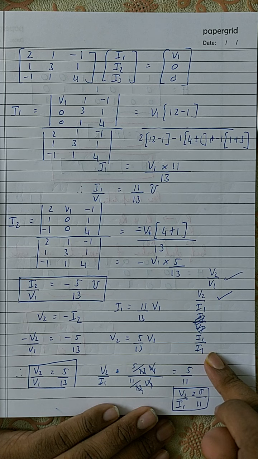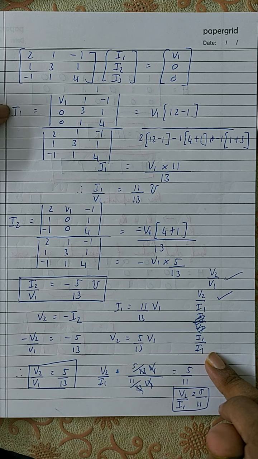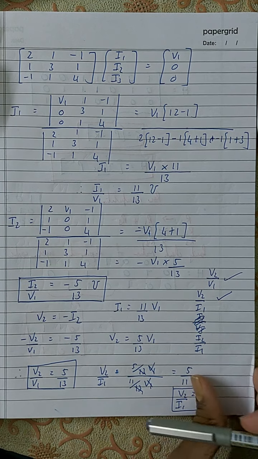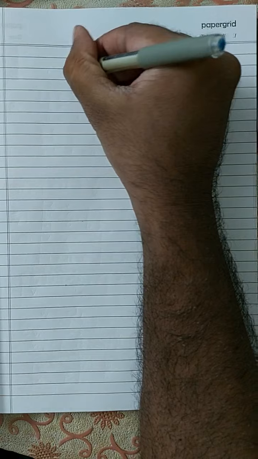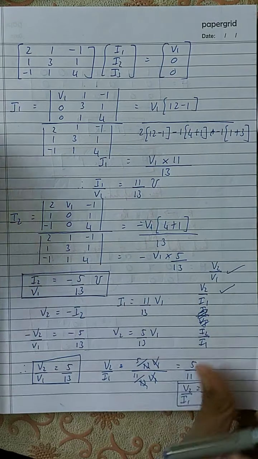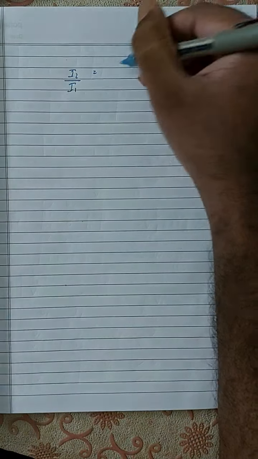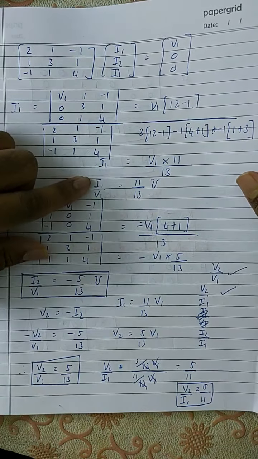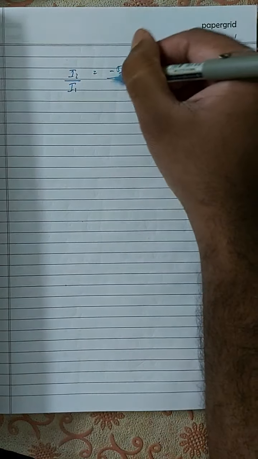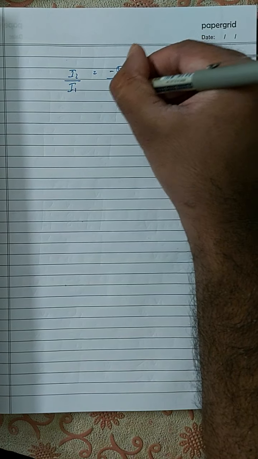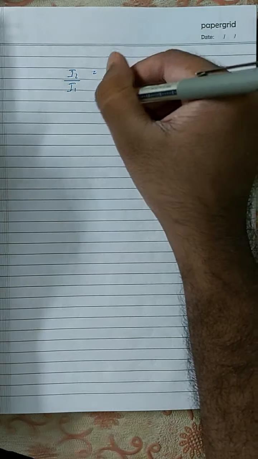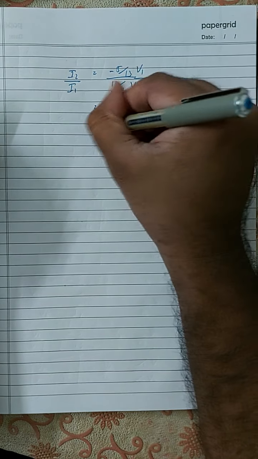Next is I2 by I1. Oh, that's very easy, right? I2 by I1 is over here. I just take this one and divide by this one. So I2 by I1 is equal to, what is I2? I2 is minus 5 by 13, divided by what is I1? I1 is 11 by 13 V1. So again, you will get minus 5 by 11.